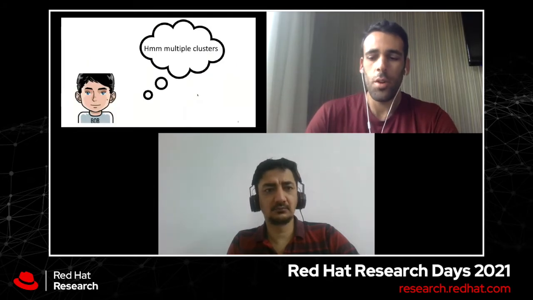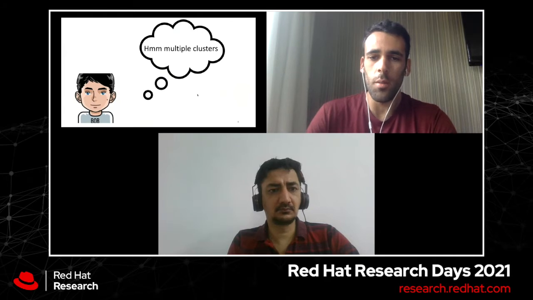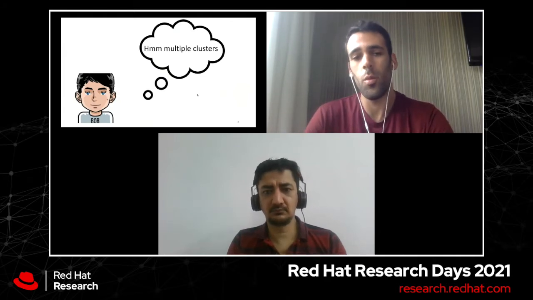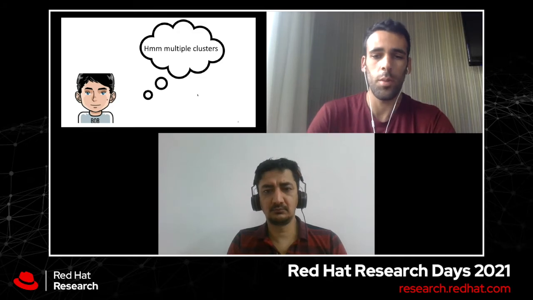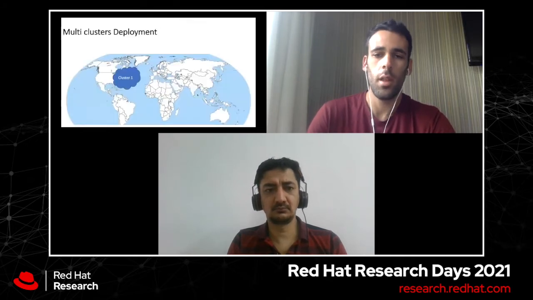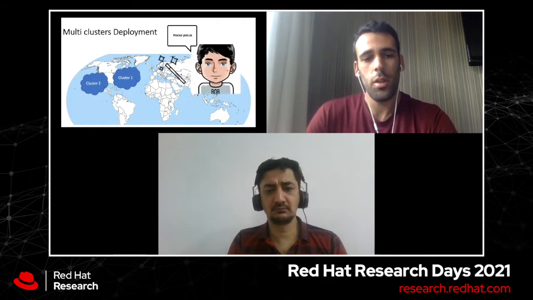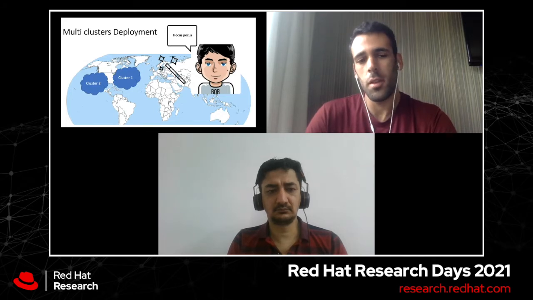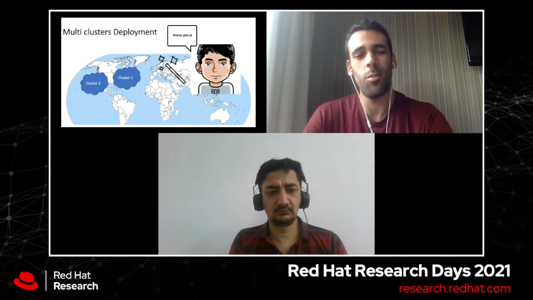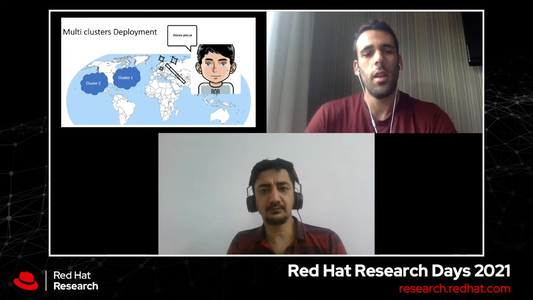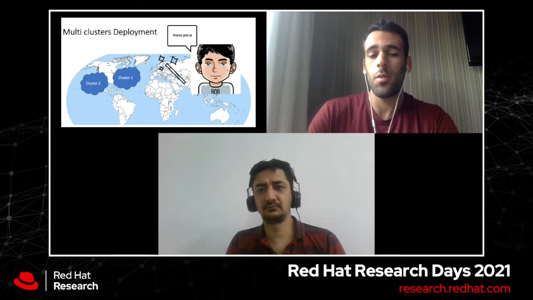And Bob has heard about multiple clusters deployment, that basically you can deploy more than one cluster and enjoy different benefits that come with it. And not that long after, Bob decides to deploy an additional cluster, and that's what he does. He casts his magic and deploys a cluster in the West Coast of the US, and is really, really happy with that.